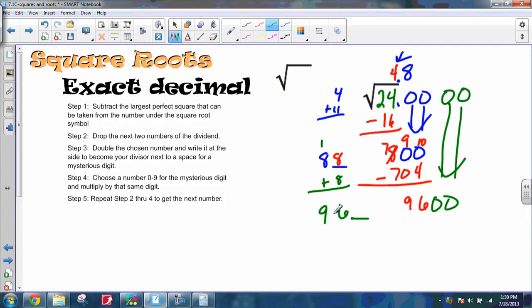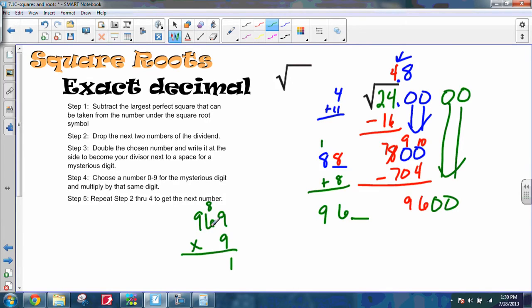Well, I would like to use 10 because 96 goes into 960 10 times. So I know it'll be less than that. So we'll use 9, and then we'll try 8 if that doesn't work. So if I choose 9, I have to multiply by what? That's correct, 9. So 9 times 9 is 81.